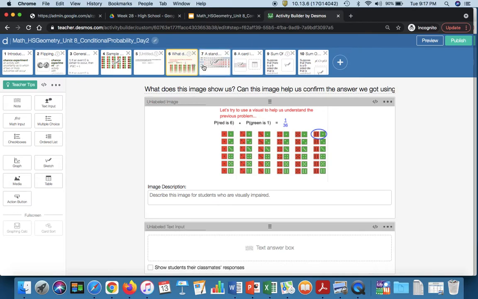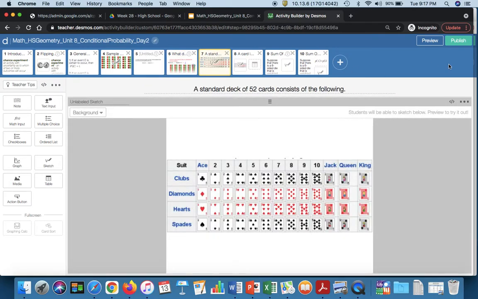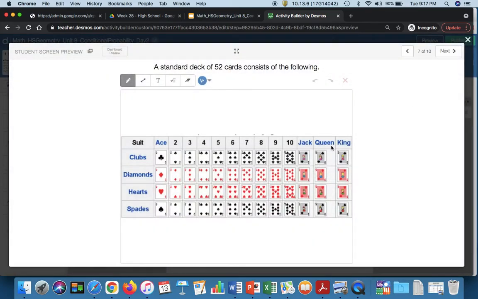One more sample that I included is a standard deck of cards, right? And as a few samples, a lot of probability questions might ask, what's the probability of choosing a heart out of the full deck, right? And you could have students circle all the hearts here and then count them up, right?